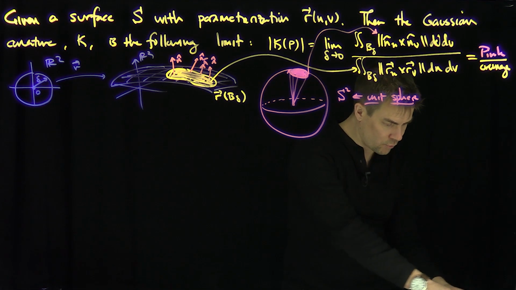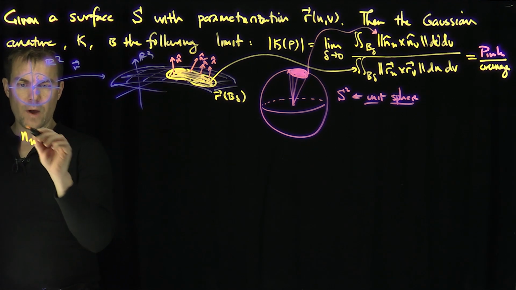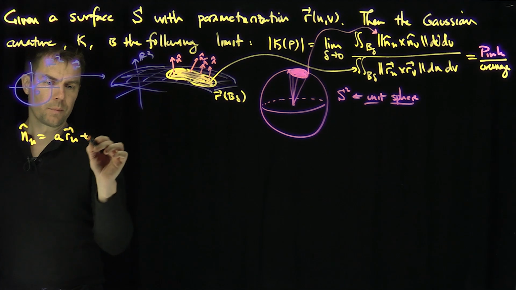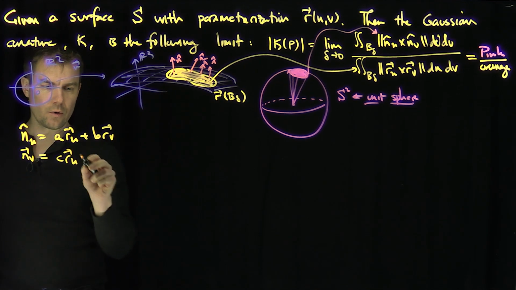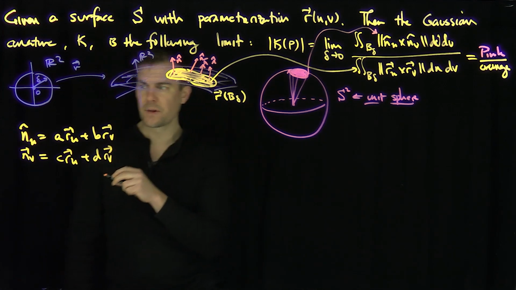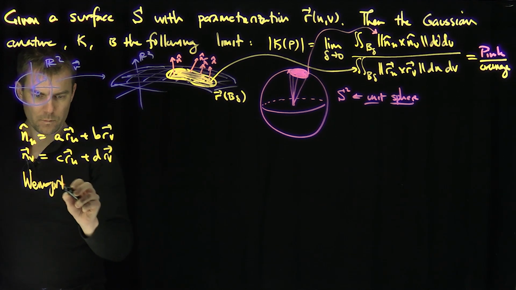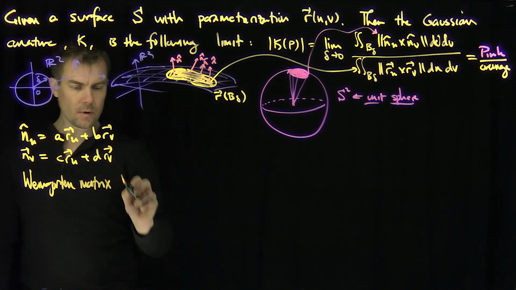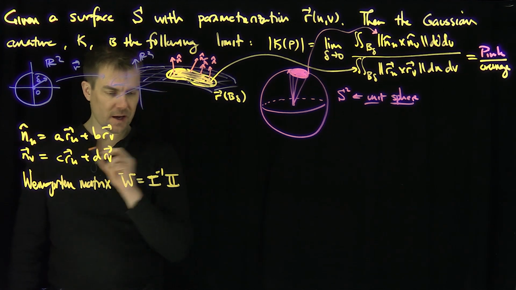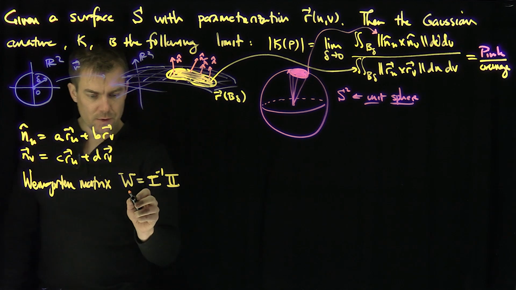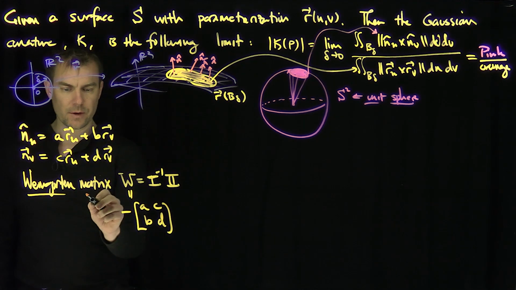Now, of course, we just have to do a little bit of formulation. Let's recall that N_U hat is equal to A R_U plus B R_V, and N_V hat is going to be C R_U plus D R_V. And we've seen in previous videos that the Weingarten matrix W is just the inverse of the first fundamental form, up to a plus or minus sign, there's always this negative sign issue, and that Weingarten matrix is exactly negative the matrix A, C, B, D. So the Weingarten matrix comes in handy.